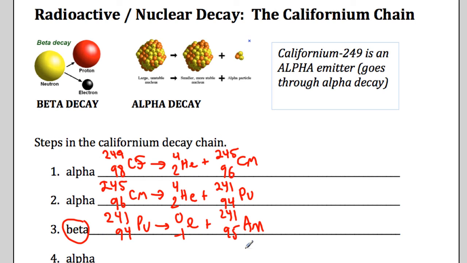Okay, so that is the basic process for writing a nuclear decay equation. And if you follow this to the bottom of the page, the very last one will end up with a stable atom. And a key for this will be on the Moodle website.